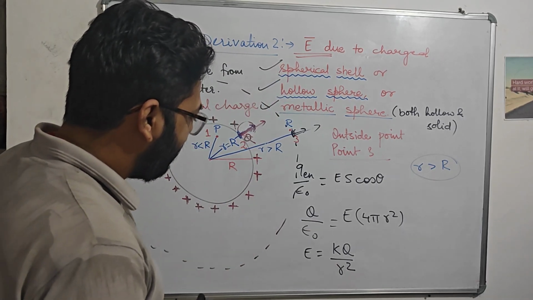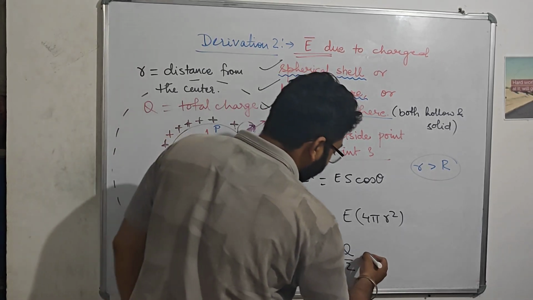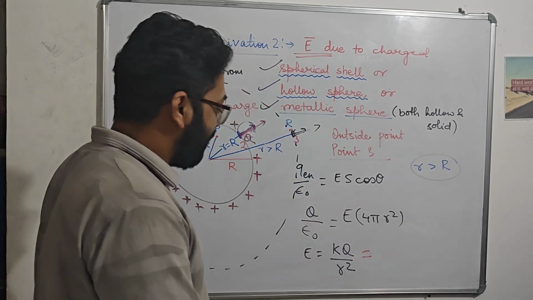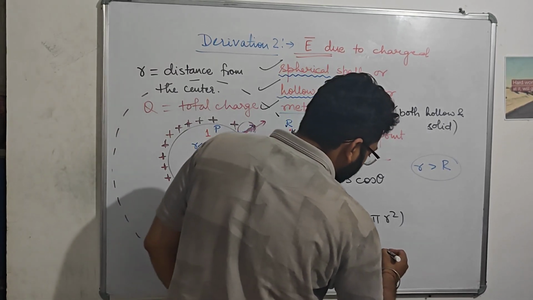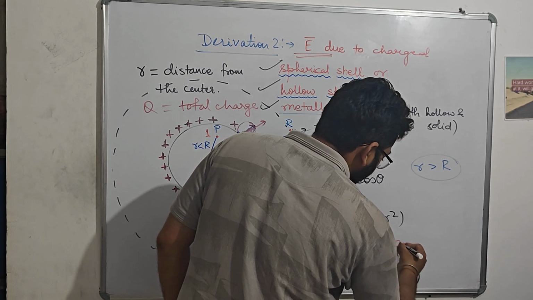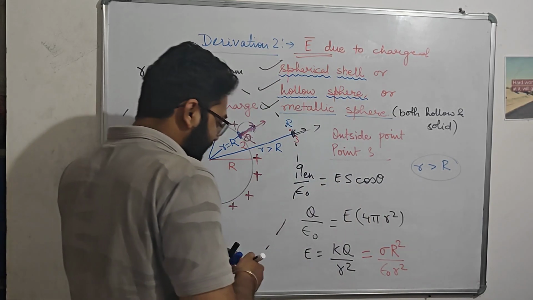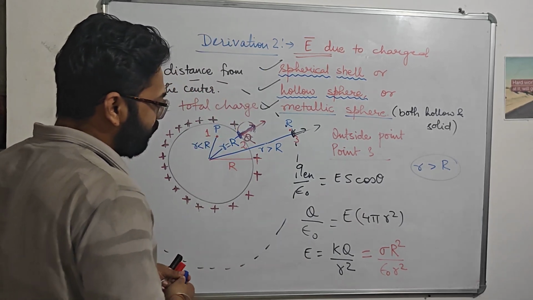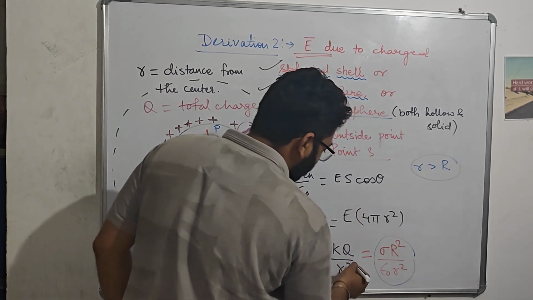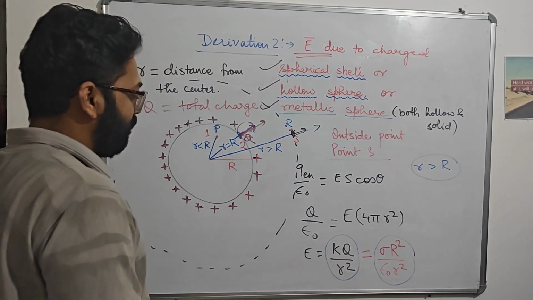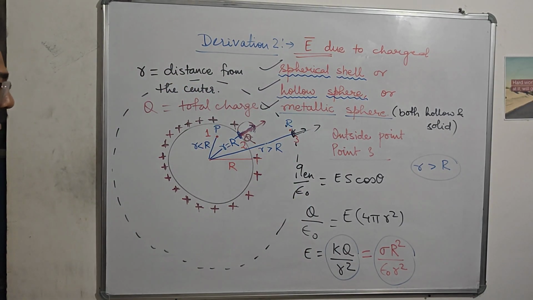Also, the expression can be written in terms of sigma: sigma R square upon epsilon naught small r square. So this is an important expression. You have to remember this part also, and you have to remember this part also. Both the parts you have to remember. So this is for the third point.